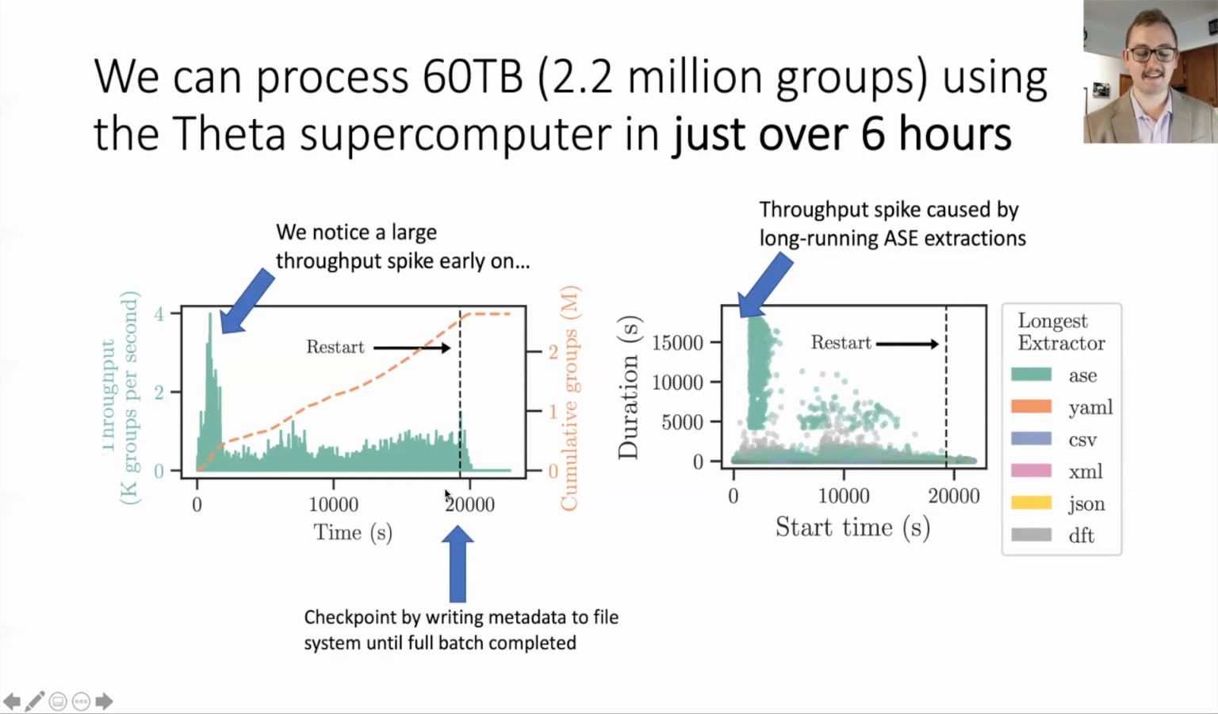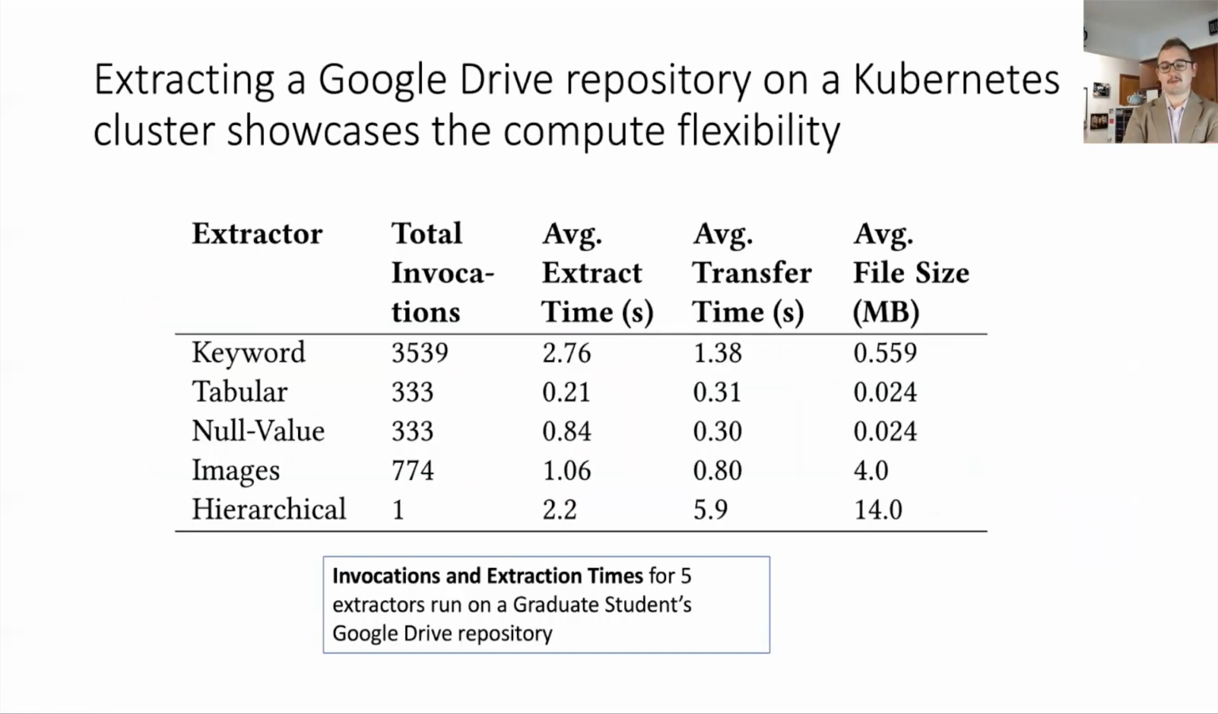We extracted a Google Drive repository on a Kubernetes cluster, mostly just to showcase the flexibility of our model. You'll see here we have 5 different non-material science extractors, because the anonymous grad student's Google Drive repo we looked at was not material science centric. It's mostly presentations and documents and things like that, both in Google Drive format and in Microsoft Word or PDFs and whatnot. So we showed that with the flexibility of our model, we can even use Kubernetes as one of these idle edge resources if it's needed.